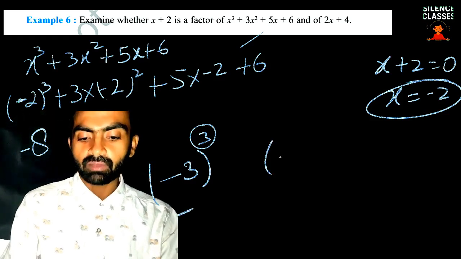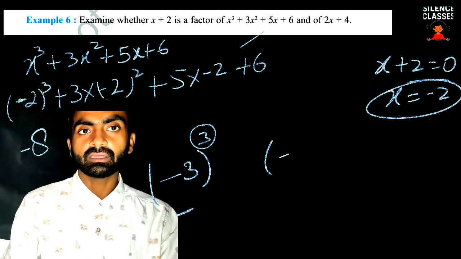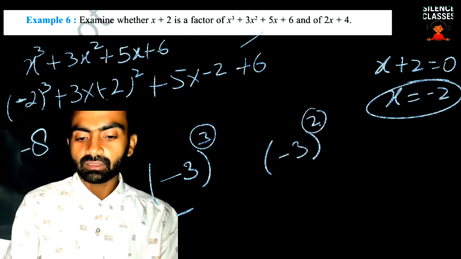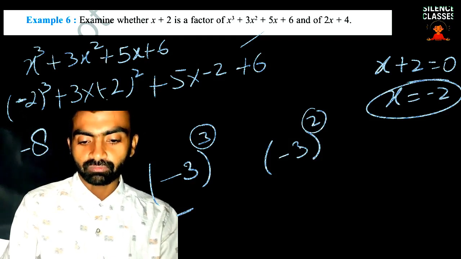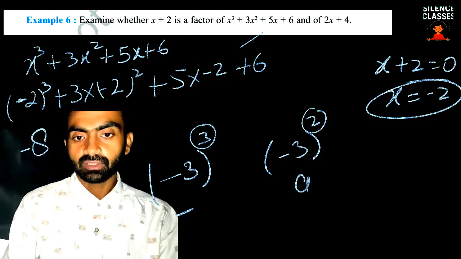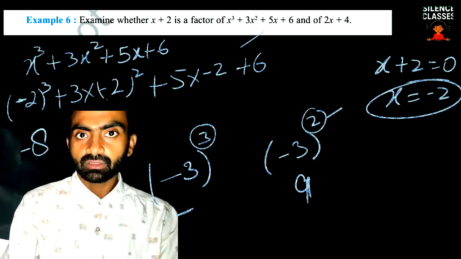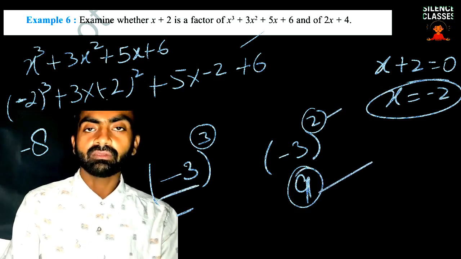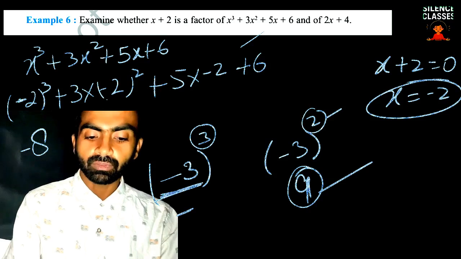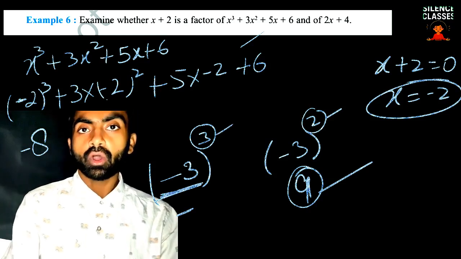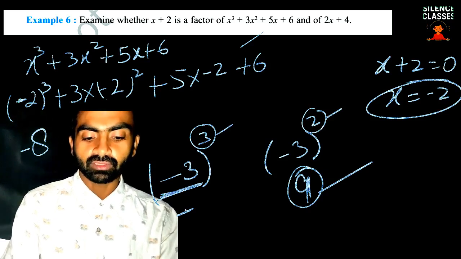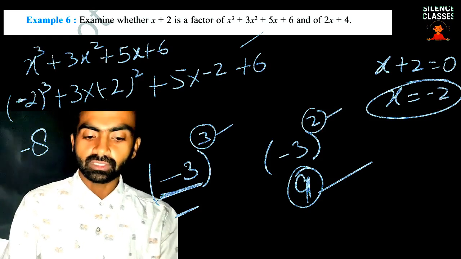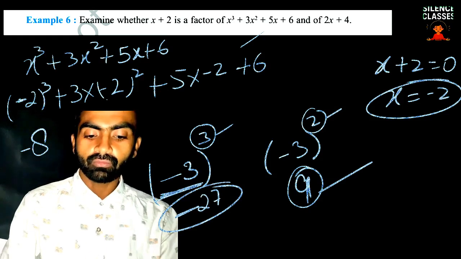And if the power is an even number, like minus 3 to the power 2, the power is even, so the result will always be positive. 3 threes are 9, and minus minus will become plus. So if the power is even, the answer will always be positive. If the number given is negative and the power is odd, the result will always be negative. 3 threes are 9, and 3 nines are 27. So it will always come out negative.